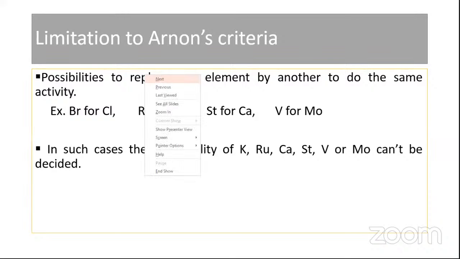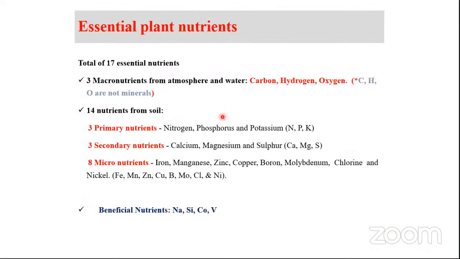Next, essential plant nutrients. To overcome all these problems, plants' nutrients were classified as essential plant nutrients. Totally, students, there are 17 essential nutrients. Three macronutrients come from the atmosphere: carbon, hydrogen, and oxygen. All these three come from the atmosphere. And there are 14 nutrients from the soil. Of the 14 nutrients from the soil, three are primary nutrients, considered NPK, very important in agriculture: nitrogen, phosphorus, and potassium.